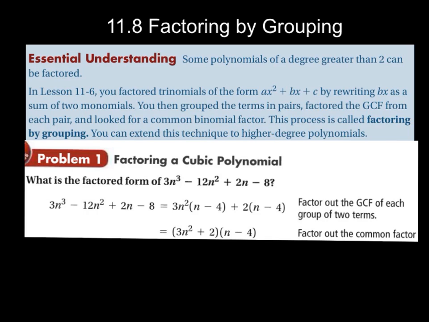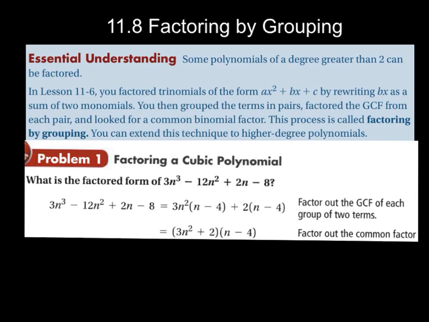Here in 11.8 we're going to be doing what's called factoring by grouping, which you can see as you read the paragraph in blue here. We've already been doing the factoring by grouping in our previous sections. And we're going to take that idea and apply it to factor by grouping other larger degreed polynomials, such as a cubic polynomial that we see here in this first problem.